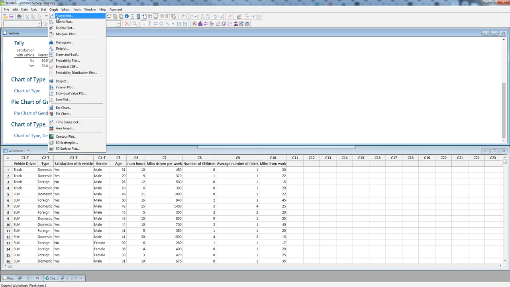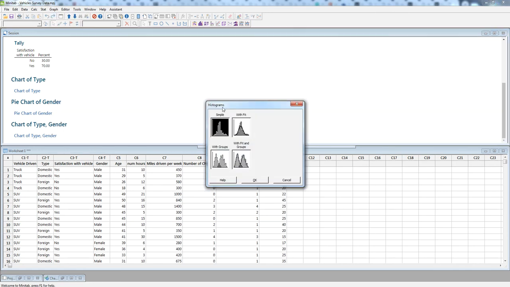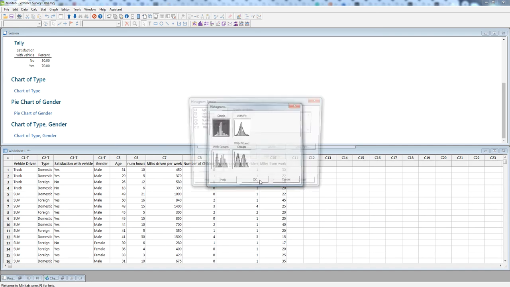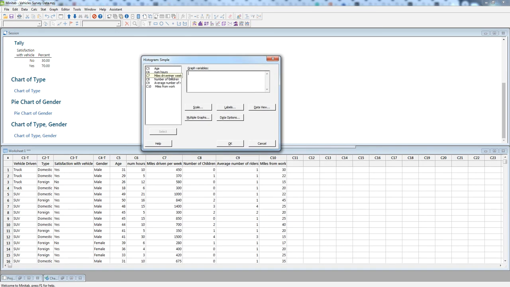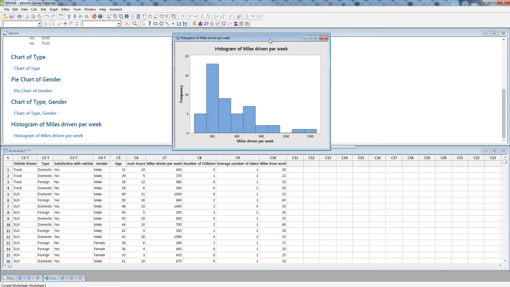So we're going to go to graph, histogram. We're just going to do a simple one. If you want, you can do some groups. Maybe I'll group that by gender next, or maybe satisfaction, because it seems reasonable that people who are more satisfied with their vehicle might drive it more. We'll find out. That seems like an interesting one to look at. So I'm going to put in miles driven per week and see if that looks cute. Oh, that's a very skewed right distribution, isn't it?